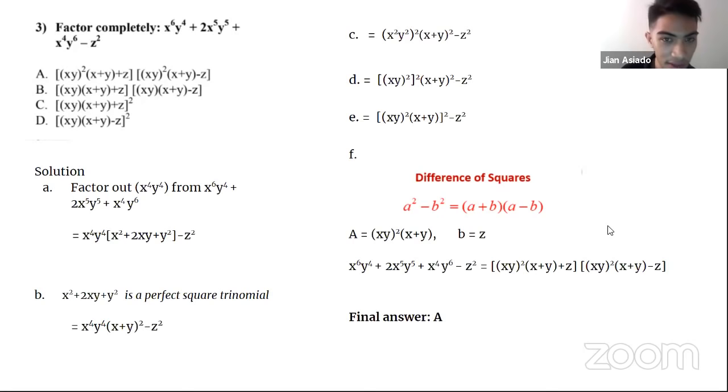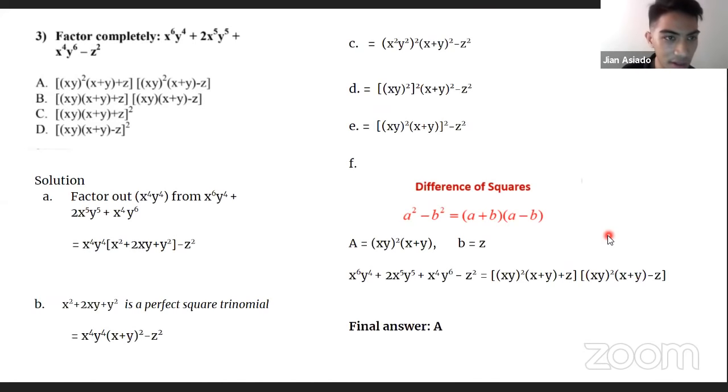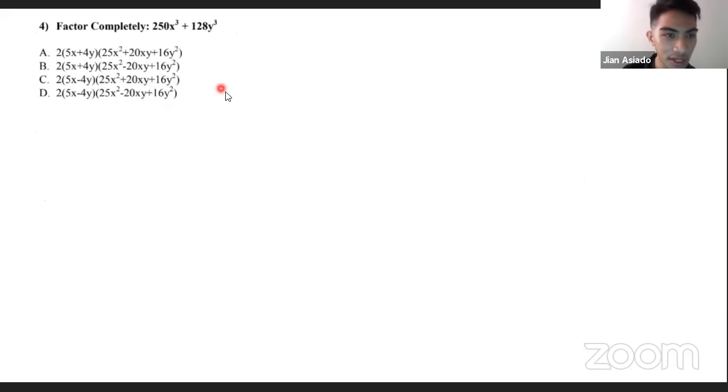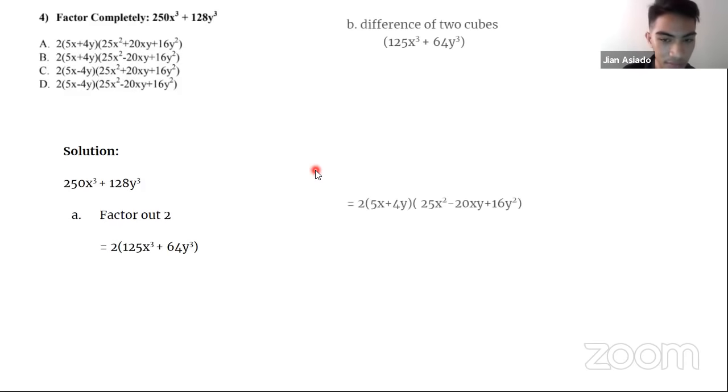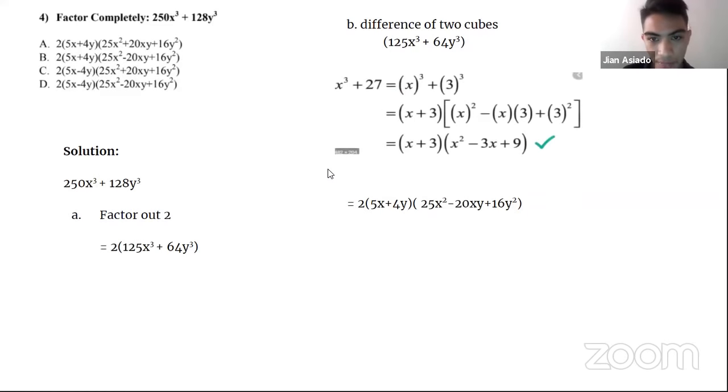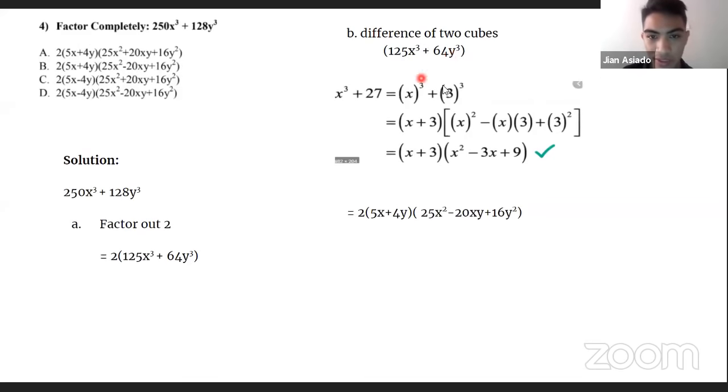Okay. And then, next number, factor completely 250. Ayan, so ito naman medyo madali lang to. So, factor out mo lang si 2, labas mo. And then, ayan, factor out mo uli si 2. Yep, because mapapansin natin, itong expression na ito is a difference of 2 cubes, no?